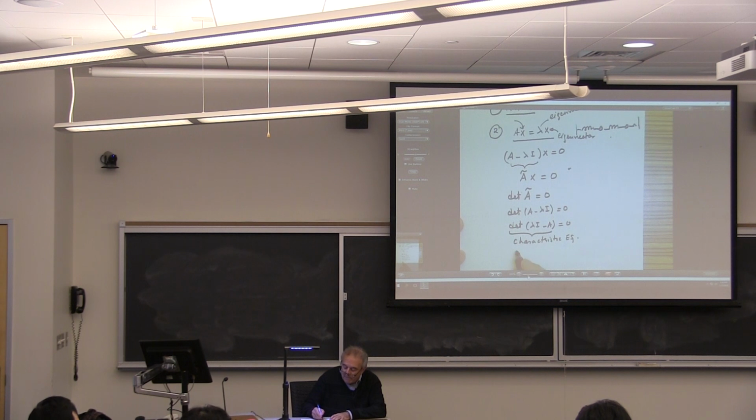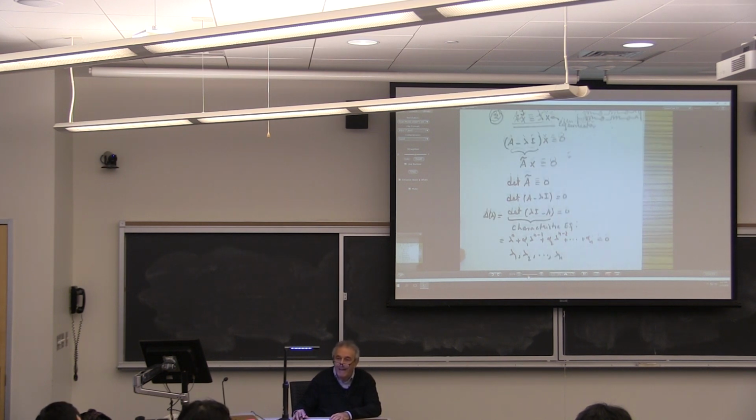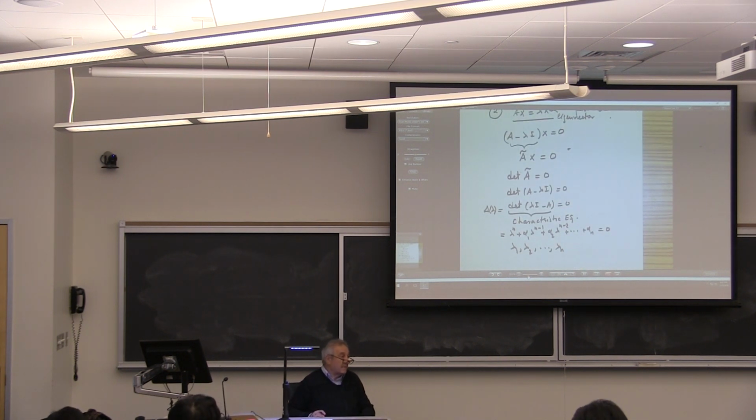When you develop this, we call this equation also delta of lambda, and that becomes equal to lambda to the power n plus alpha 1 lambda n minus 1 plus alpha 2 lambda n minus 2 plus and so on, plus alpha n. So you set this one equal to 0 to find lambda 1, lambda 2, lambda n. Those are called the eigenvalues of this system. Is that clear? So by solving this equation, you find this lambda 1 through lambda n. Is that clear?